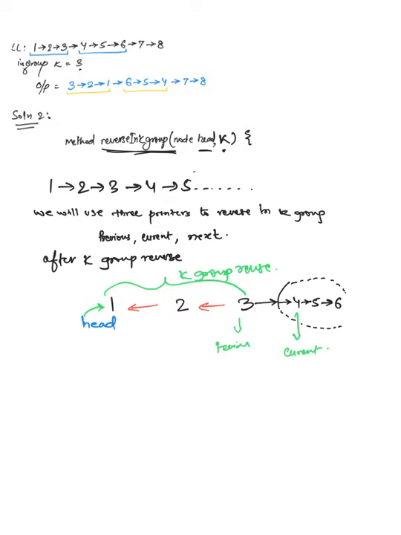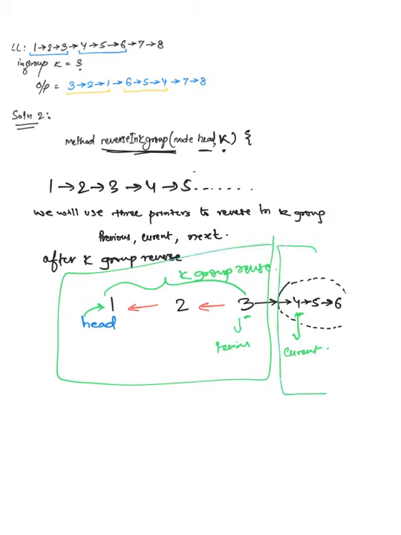if you notice, we have previous at 3, current at 4. Now this is the first part, and this is the second part of the linked list. Consider that. Now what we'll do is call the same method reverseKGroup. So head.next equals the same method called again, with current and k this time. Now current is 4.